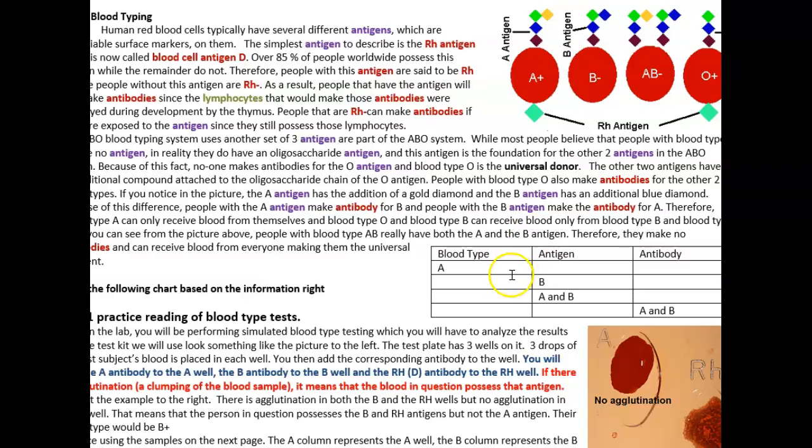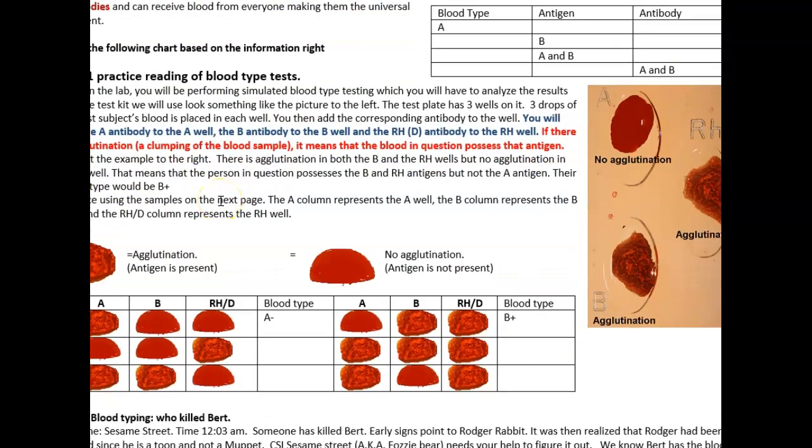What you're doing, first, you're filling out this table. The antigens and the antibodies for the blood types. Then, I also talked about the Rh factor, so see these two have the Rh antigen, so that would be A positive and O positive. You're going to do some practice first.